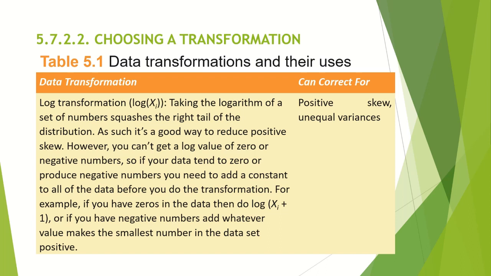So if your data tend to have 0 or produce negative numbers, you need to add a constant to all of the data before you do the transformation. For example, if you have zeros in the data, then do log x sub i plus 1. Or if you have negative numbers, add whatever value makes the smallest number in the dataset positive. The logarithm transformation can correct positive skew and unequal variances.